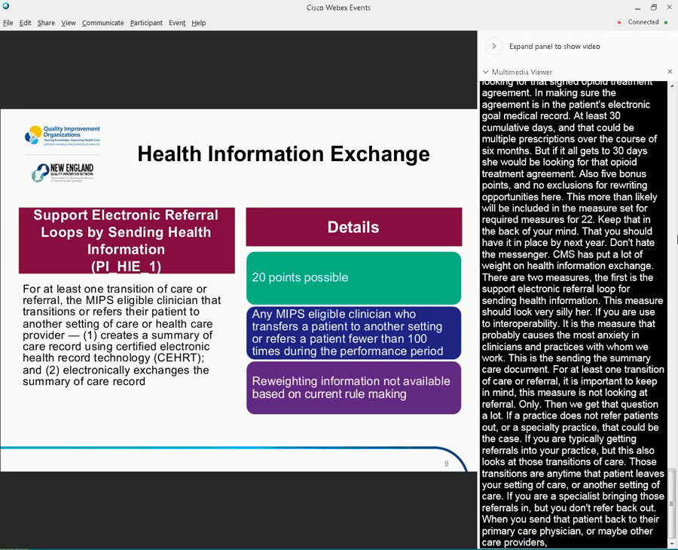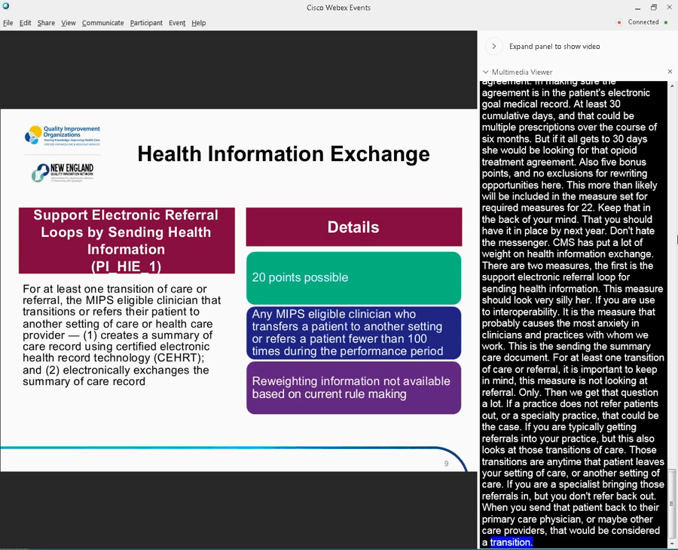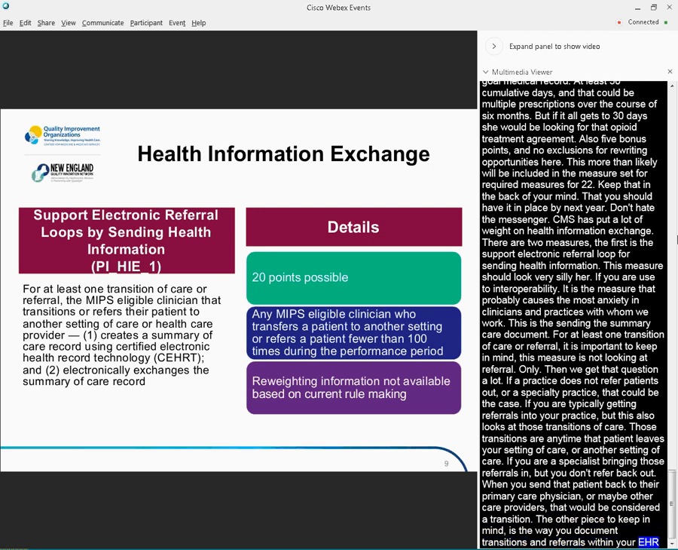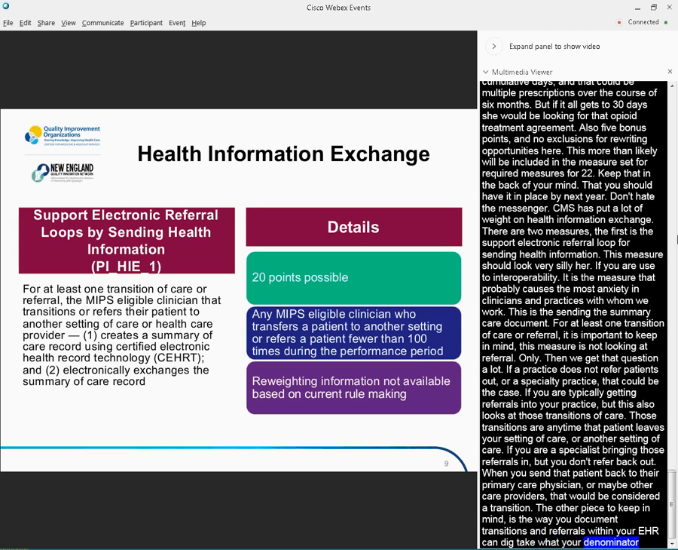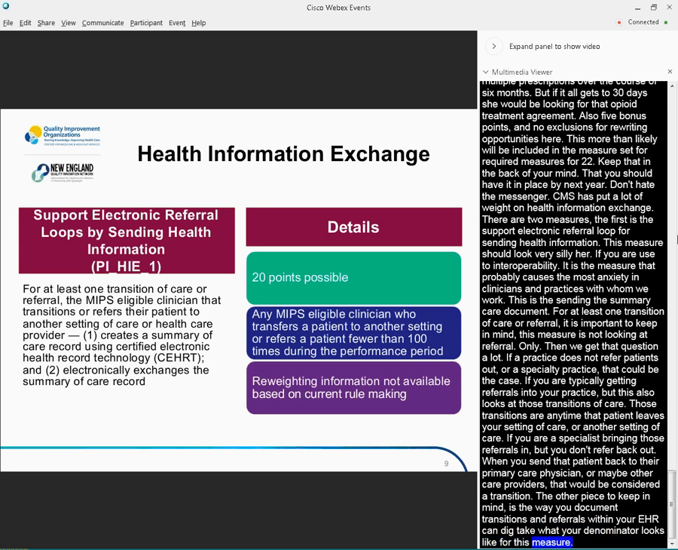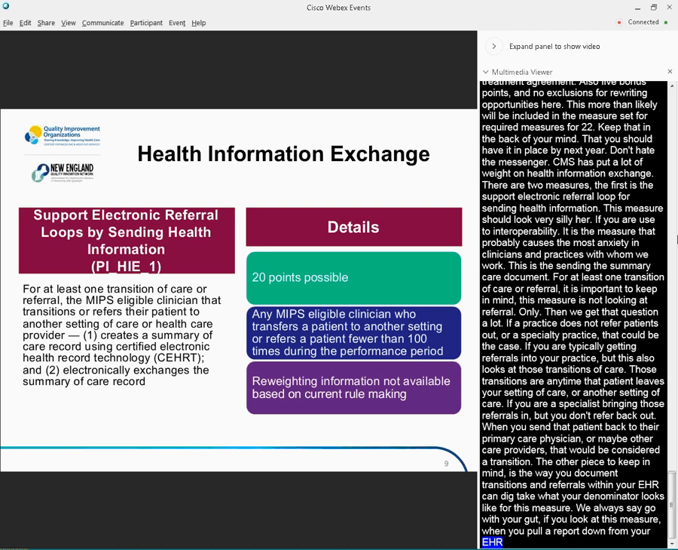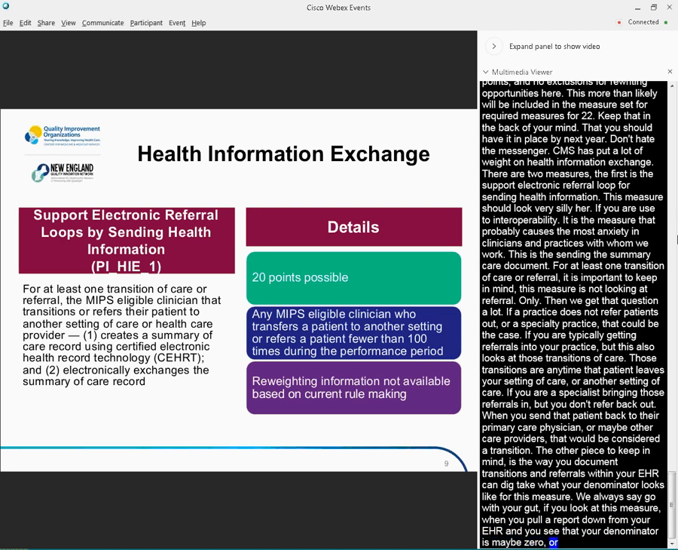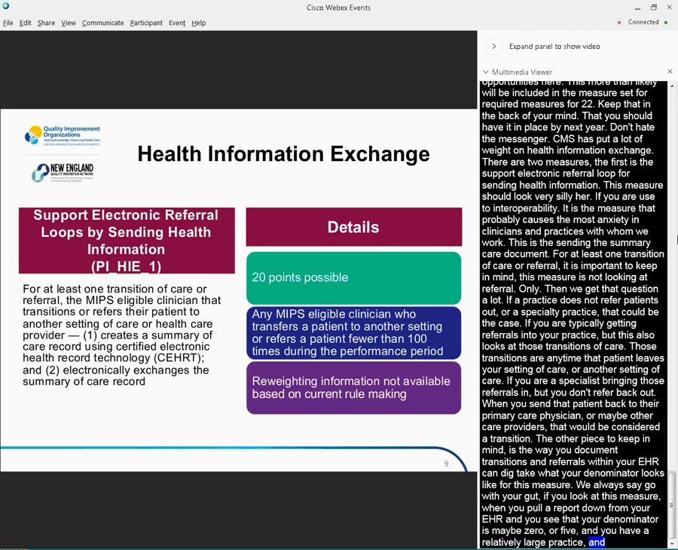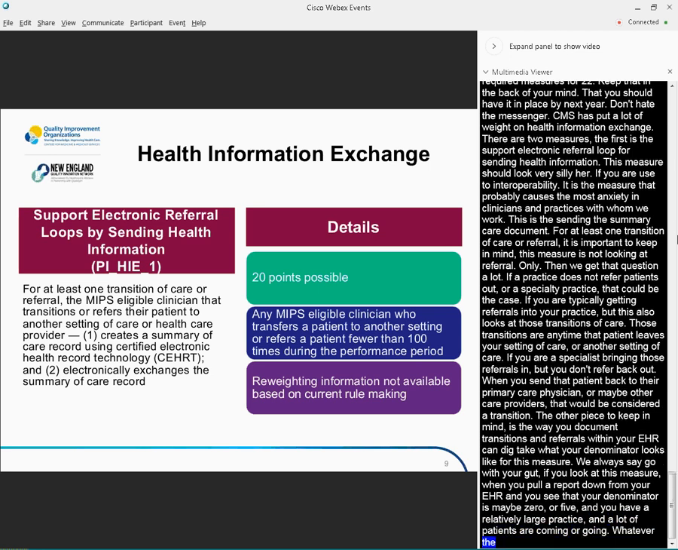The other piece of this to keep in mind is the way that you document transitions and referrals within your EHR can dictate what your denominator looks like for this measure. And we always say go with your gut. If you pull a report from your EHR and you see that your denominator is maybe 0 or 5, and you have a relatively large practice and a lot of patients are either coming or going to different settings of care, that probably isn't an accurate count.